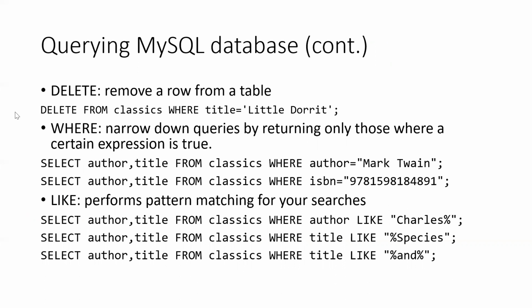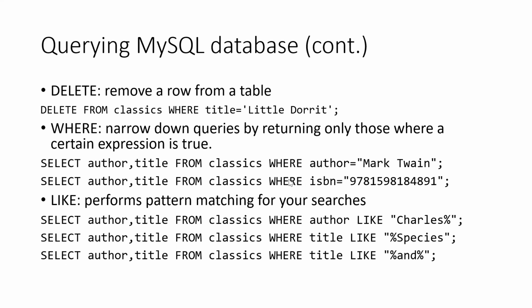Now, for example, can one of you explain what will happen in this line? It removes a particular line from the classics table. The title is Little Dorrit. So if this title is there, you are going to remove that particular row. Yes. So you can narrow down the queries using the where clause. We already discussed you can have select, from and where.